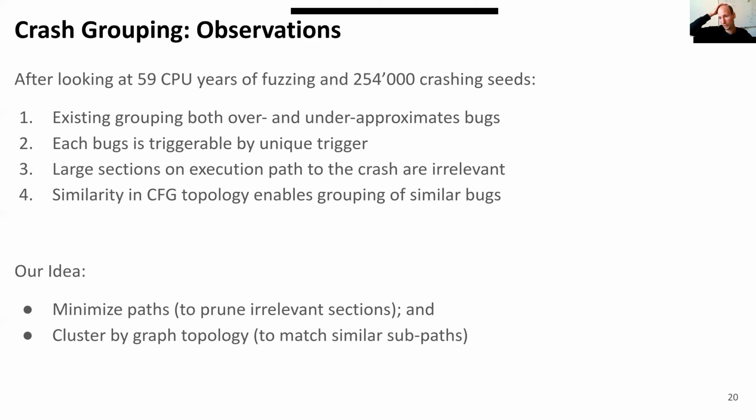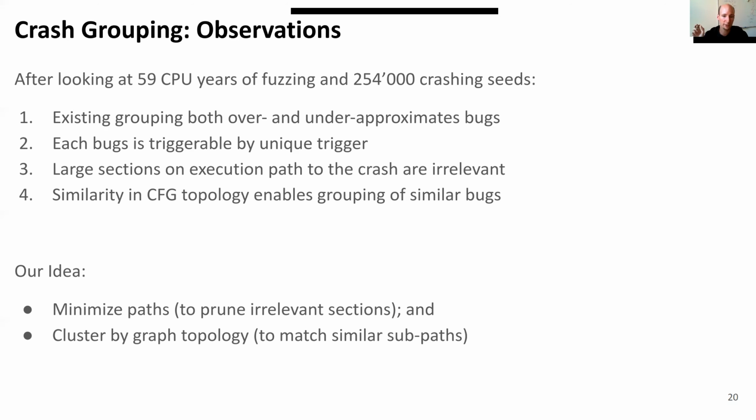What we also observed by looking at all these different crashing seeds and ground truths for these crashing seeds was that each bug is triggerable by a unique trigger. There's a small section of the path that uniquely identifies the trigger for the underlying vulnerability. The other observation we had is that large sections of the execution path to the crash are actually irrelevant. Ideally, we would separate the irrelevant paths from the actual execution trigger.